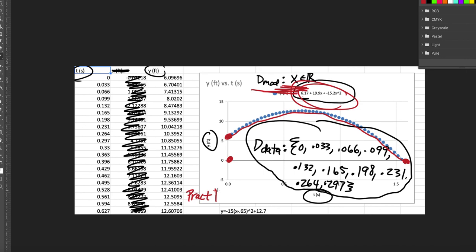And so the way I would write it, so I'm going to say practical domain of the model, and that's going to go from 0 to 1.6. So 0 is less than or equal to x is less than or equal to 1.6. Okay? And that's mainly what we're going to focus on this.